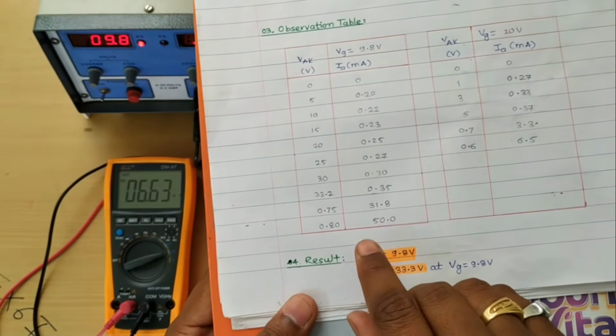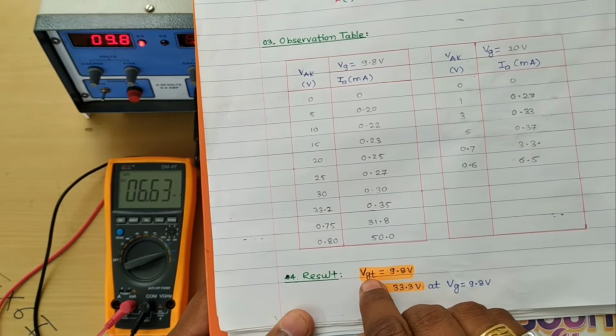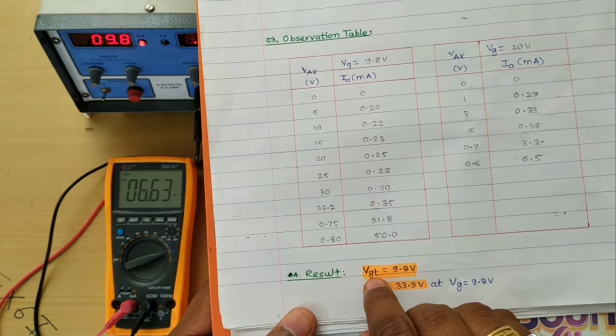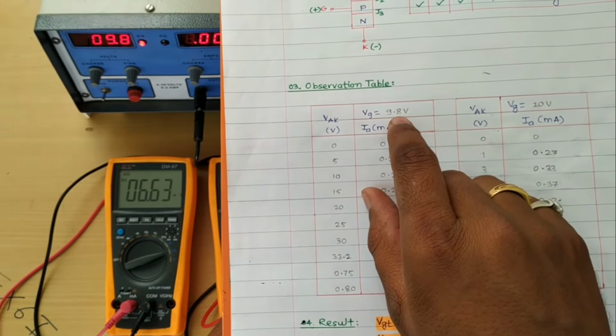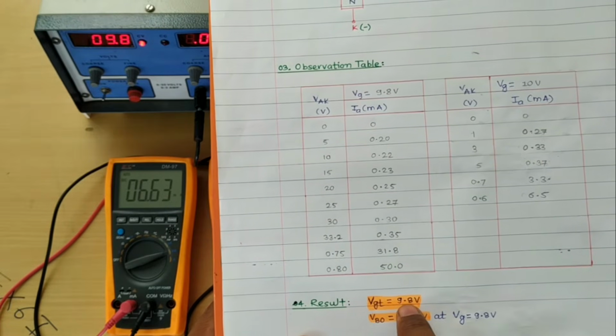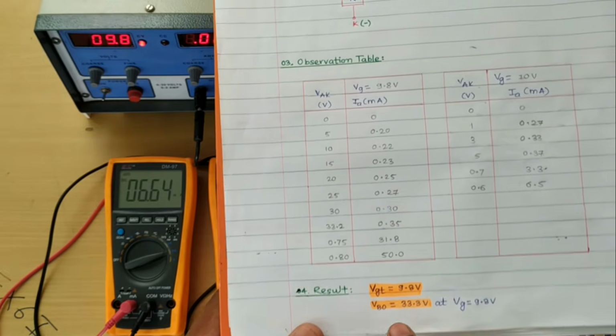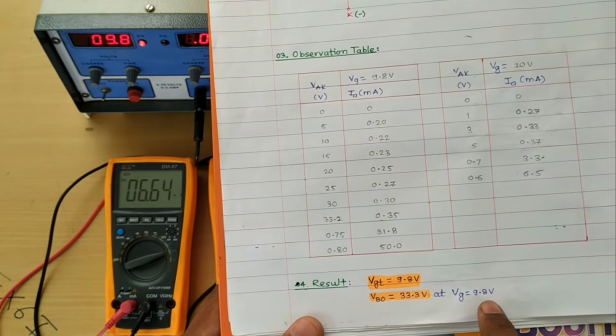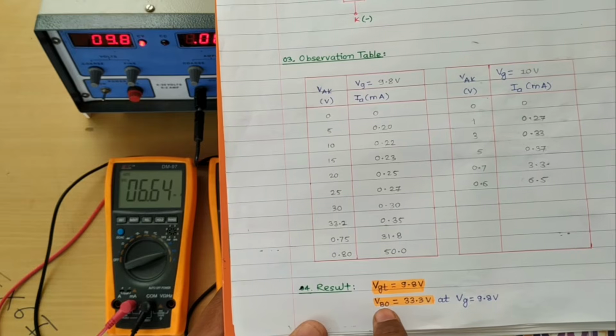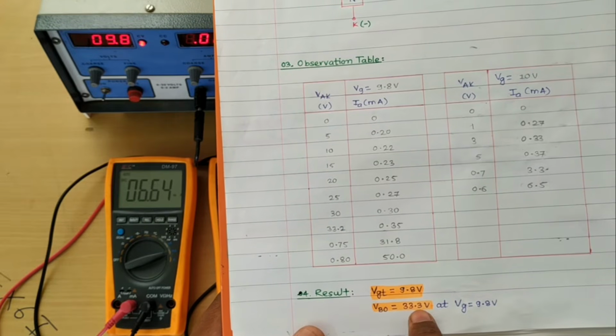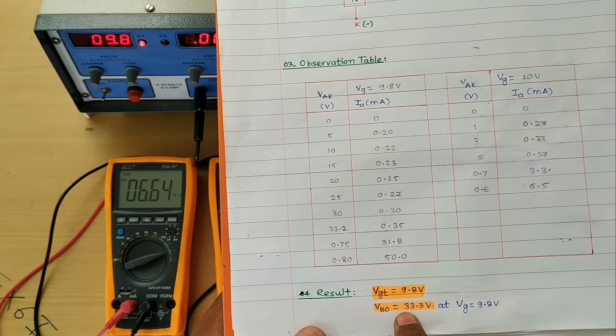So friends, we have taken all the readings, okay, and you can see that our VGT means threshold value of gate voltage is nothing but 9.8 volt. Means this is the minimum voltage required to be applied at gate terminal to turn on this device, okay. And we have set the gate voltage at 9.8 volt, and at that time our VBO was 13.3 volt. So this was our breakover voltage.